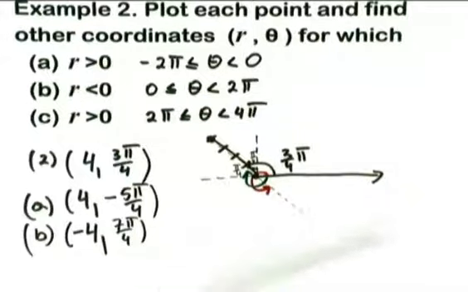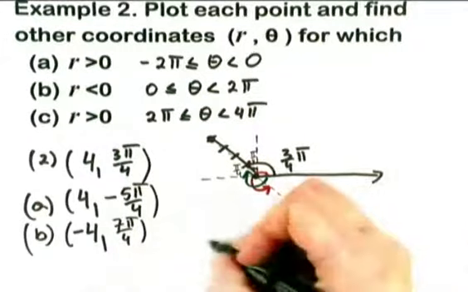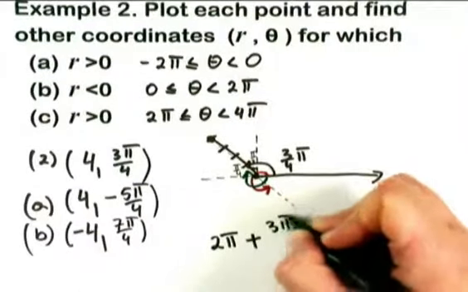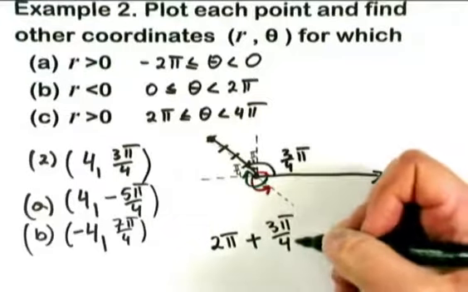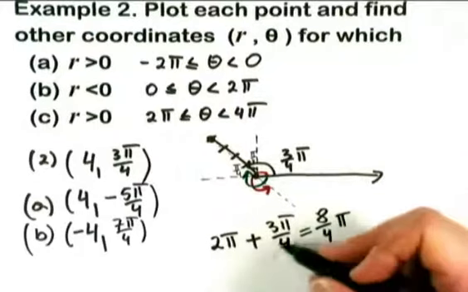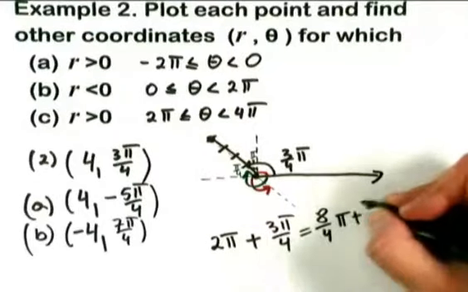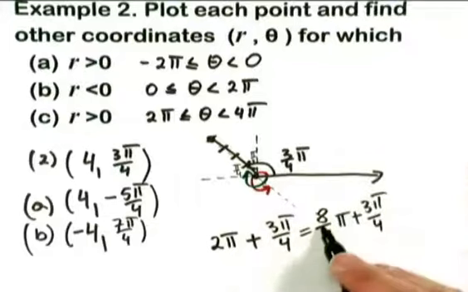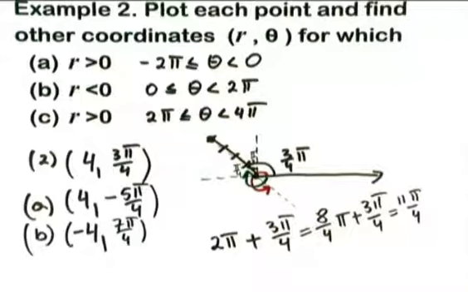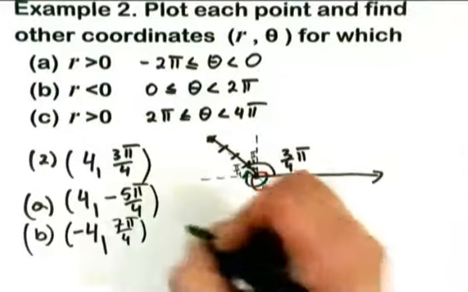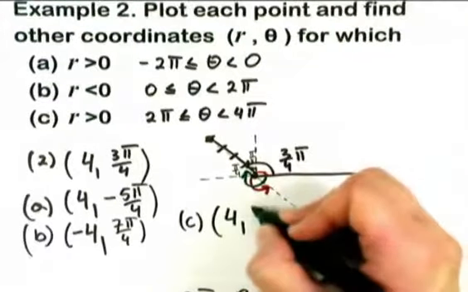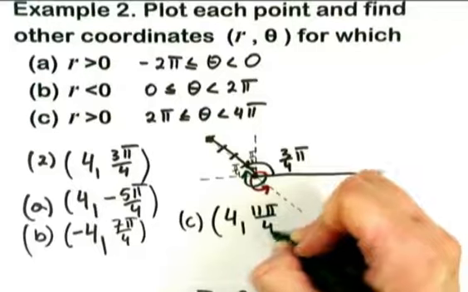So the angle is going to be 2 pi plus my original angle 3 pi over 4. So 2 in terms of 4 is 8 over 4, and then I have plus 3 pi over 4. 8 plus 3 gives me 11 pi fourths. So that's the C representation, that's the angle. So for C, my distance is still 4, and the angle we just calculated is 11 pi over 4.